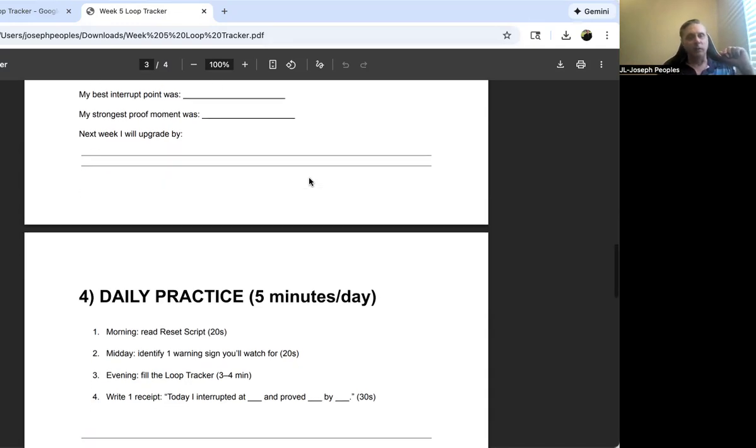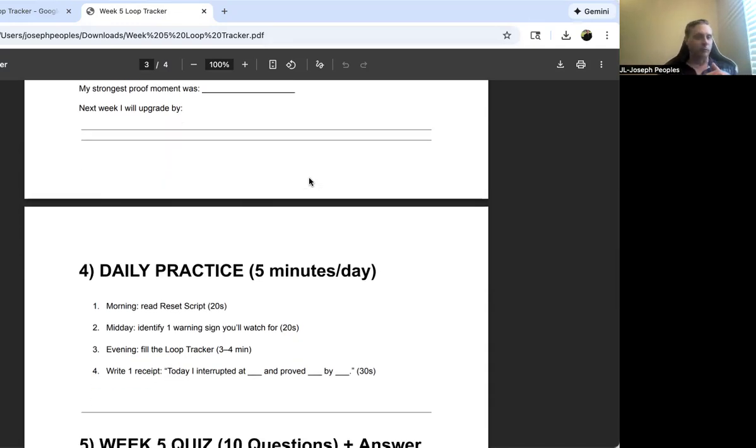Next week, I will upgrade by doing what? So we're upgrading the identity, we're updating the new pattern, habit, or behavior, and we're reinforcing it. We're collecting the proof evidence so that you can see that you have actually begun to install this new identity that you are working so hard to get to.